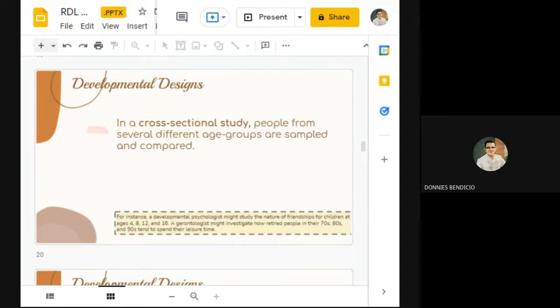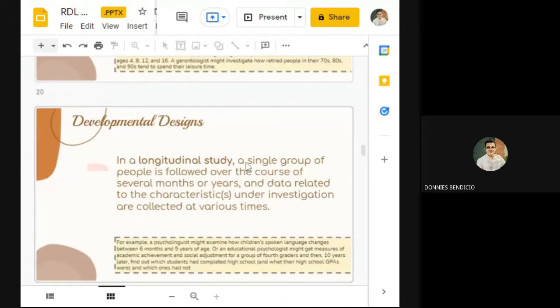Halimbawa, a gerontologist might investigate how retired people in their 70s, 80s, and 90s tend to spend their leisure time. Again, this is a cross-sectional study. Kapag kasi sinabi naman natin na longitudinal study, this is a single group of people is followed over the course of several months or years and data related to the characteristics under investigation are collected at various times.